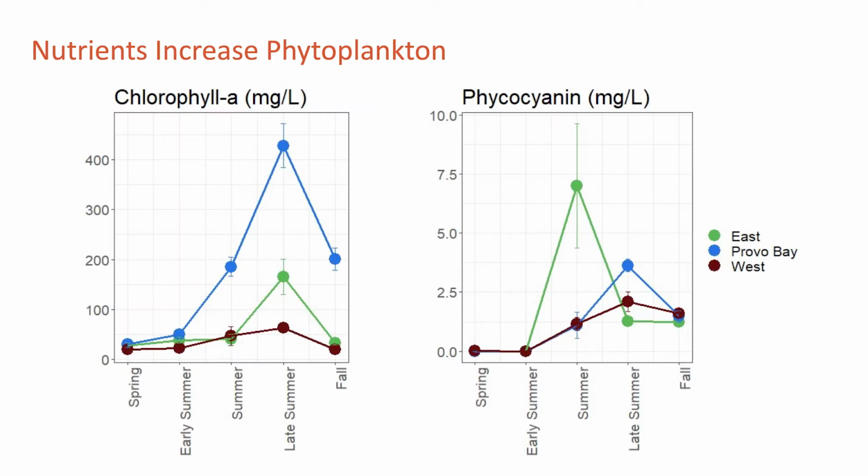So here are some of our results. Right now what we're looking at is chlorophyll A concentrations and phycocyanin concentrations. Chlorophyll A is an indicator of phytoplankton biomass, and phycocyanin is our indicator of cyanobacterial abundance. So you can see that there are clear seasonal trends, and we see that Provo Bay especially supports a lot of phytoplankton, followed by the east, especially in those summer through fall months, peaks in late summer. And the east and Provo Bay support the most cyanobacteria. The east especially, we see a large peak in those summer months.